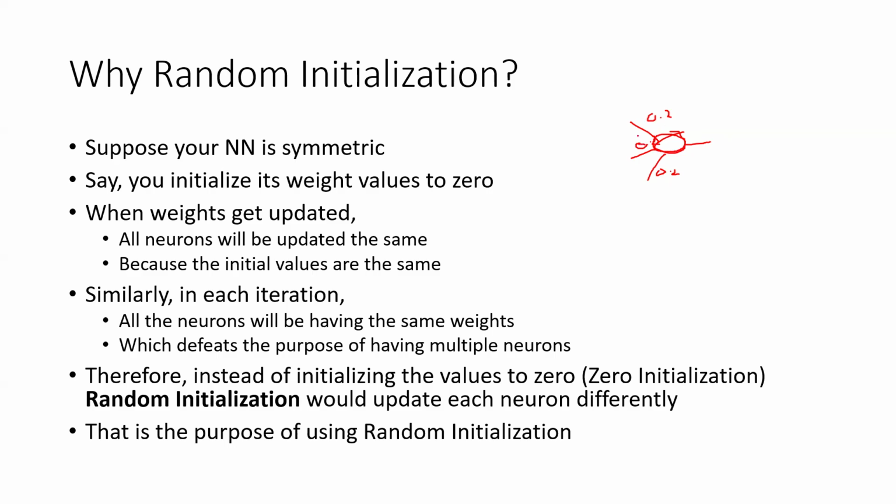will be acting the same every time, right? If all the neurons are having zero initialization. So because of that, you have to initialize each of these weight values with random values, right? And start the learning process so that it will be learning properly.